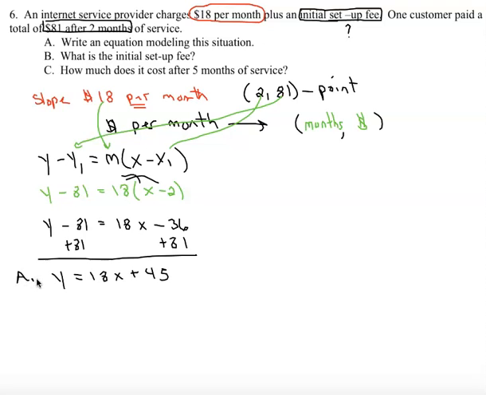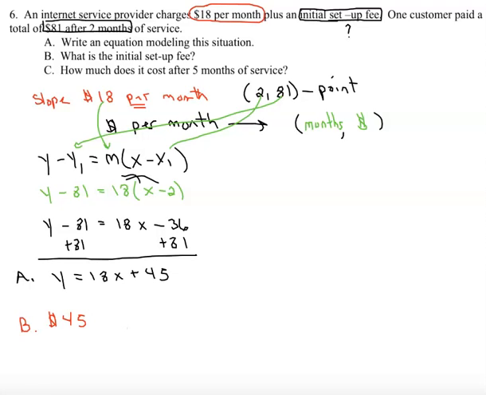So that's my part A. I know the 18 is the slope, but what does that 45 represent? I know it's the y-intercept, right? And y equals mx plus b. What does that 45 represent? Yes, my startup fee. It's my initial fee. So part B says, what's the initial setup fee? It's $45. So by taking that equation in point slope form and converting it into slope intercept form, you've actually answered A and B just in that one step.